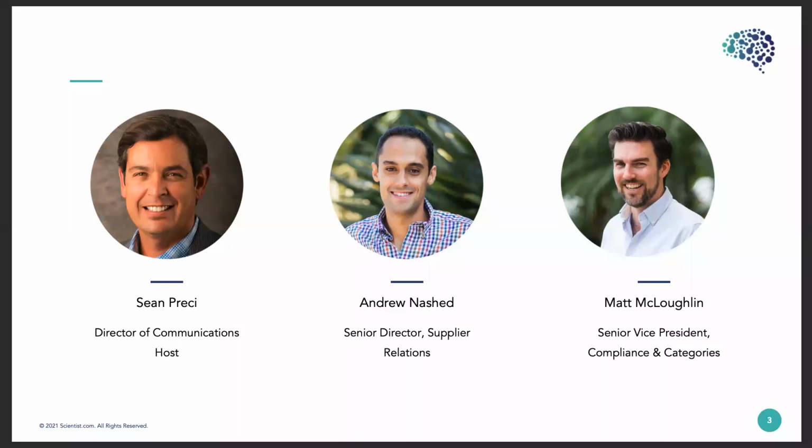He'll be followed by Matt McLaughlin. Matt is our Senior Vice President of Compliance and Categories. Matt has been involved in drug research and discovery for over 20 years. Prior to his role at Scientist.com, he was a senior research scientist at AstraZeneca for 12 years before moving to procurement as a global category manager, supporting preclinical research and human biological sample acquisition. He joined Scientist.com 5 years ago, and he now heads 2 departments, compliance and categories.